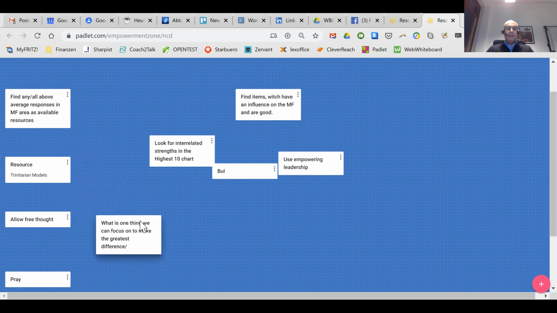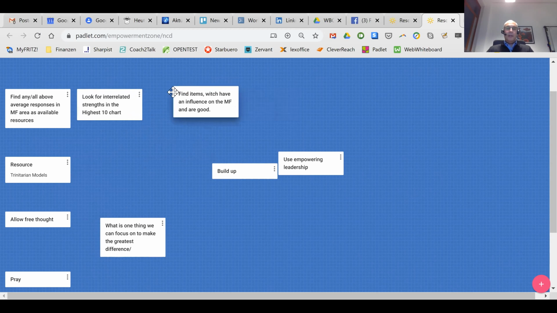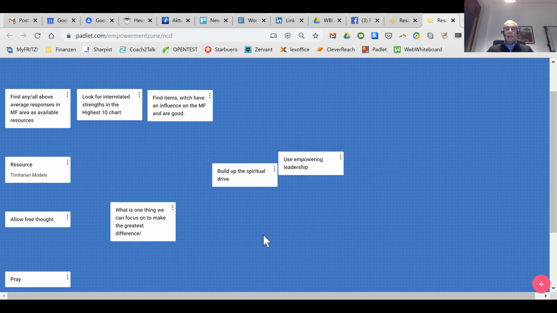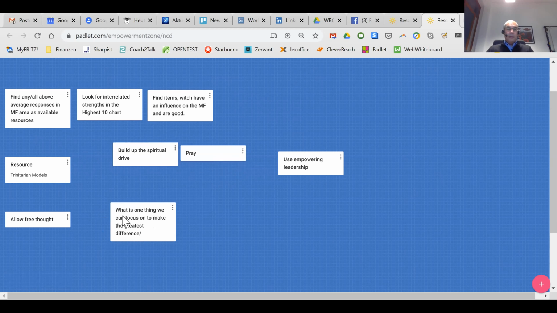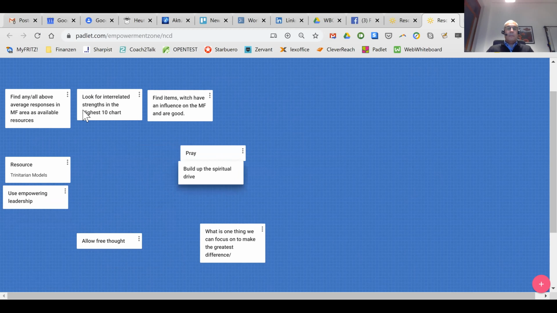So I will start doing the grouping for you now. Here's a first group that is focusing on items on the questionnaire: average responses, above average responses, then the highest 10 chart, find items which have an influence on the minimum factor and are good. So then build up the spiritual drive. I connect that with pray. So here resources. Now we could even give that the same color.